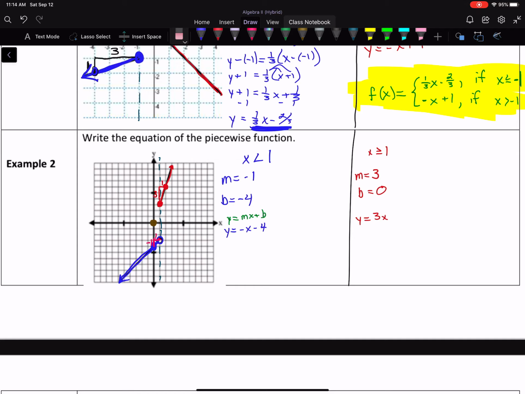I have my two equations. Let's go ahead and write the piecewise function. Starting with f of x equals, sweet, curly bracket. Let's take the first equation I found. Let's go -x minus 4, comma, if it's only good for the x values less than 1. So don't forget that domain restriction. Second one is just 3x, comma, if x is greater than or equal to 1. And that's it. Answer. Second one done.